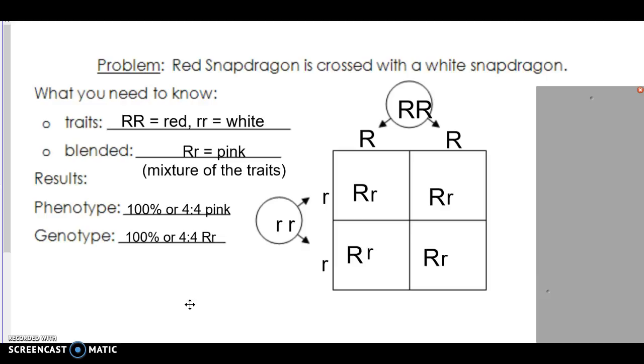Okay, so as you can see, the problem type and how to do the genetics problem really isn't any different. What is different is you have 3 options now instead of just 2.